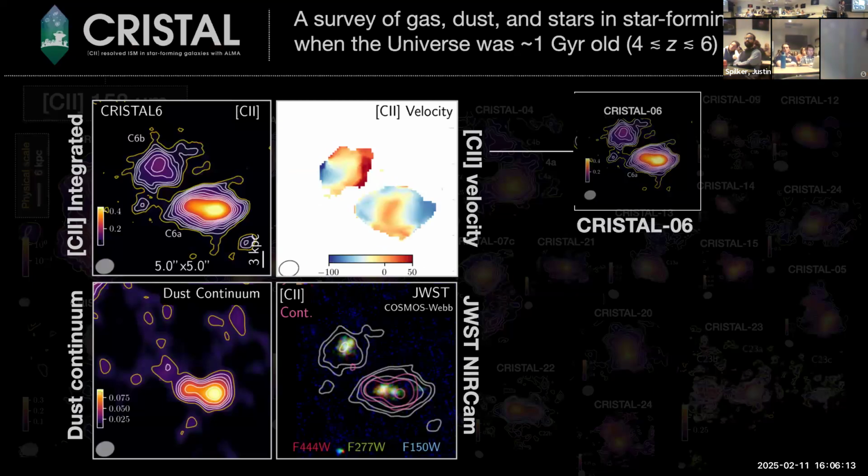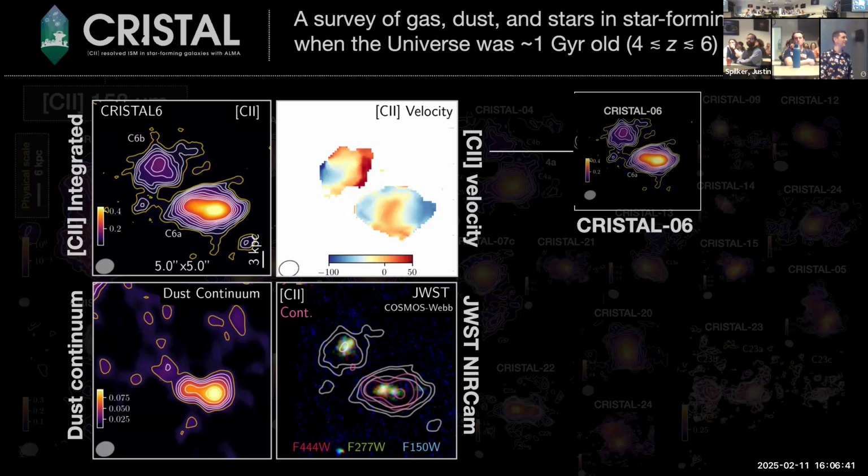So I can show off just a couple examples of these. There's one galaxy from our sample. On the top left is just the C+ integrated line, so just add up all of the line luminosity. Top right is that C+ velocity field. The lower left is the continuum emission that comes underneath the line. This is mostly from dust. And on the bottom right is the JWST NIRCam images with the C+ on top of it. And so this galaxy is CRISTAL 6. It's the 6th one in our survey.